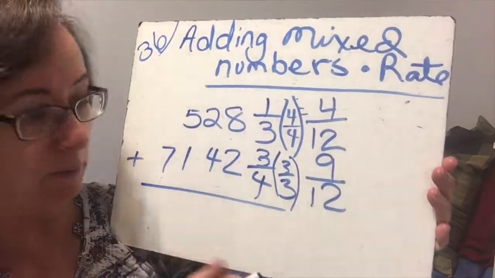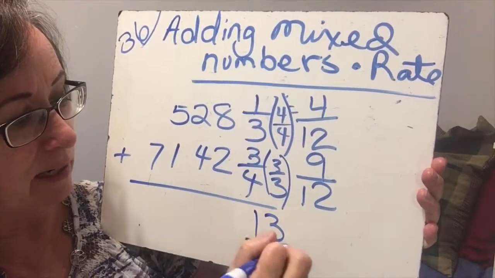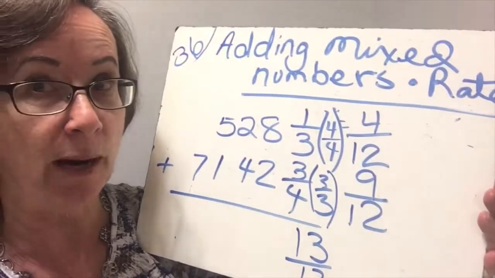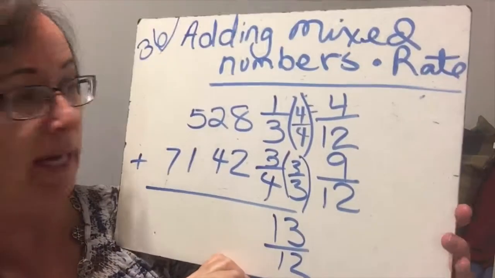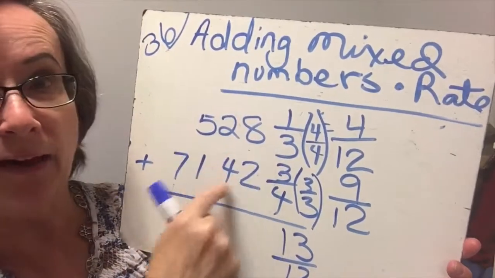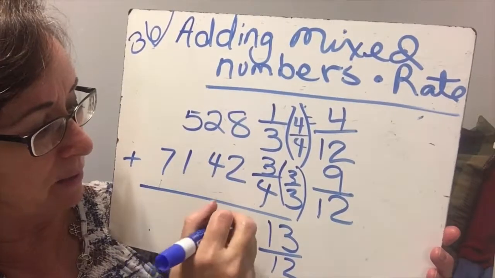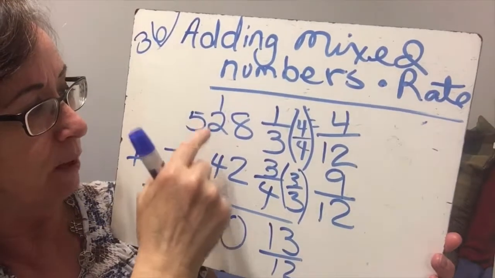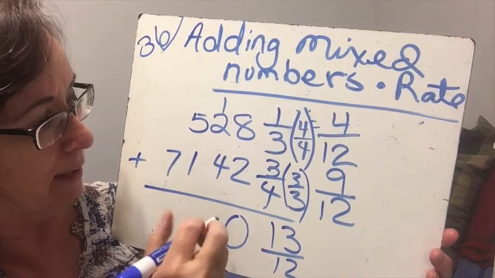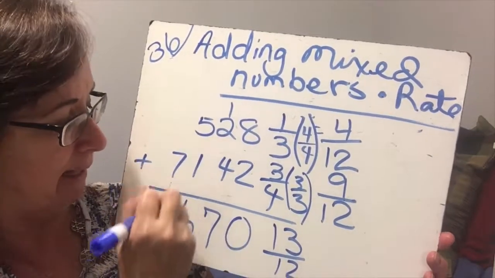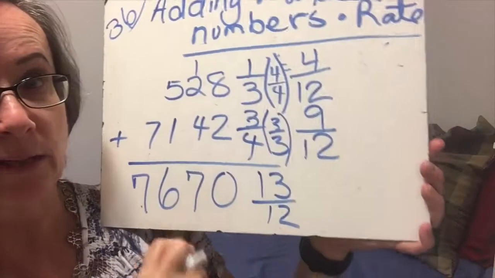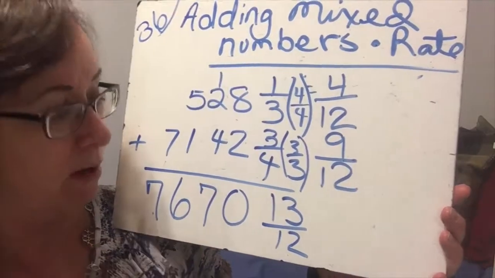4/12 plus 9/12 is 13/12, which is an improper fraction. So we're going to have 1 carryover, aren't we? But we'll deal with that in a minute. So now we're going to add our whole numbers. 8 plus 2 is 10. 4 plus 2 plus 1 more is 7. 5 plus 1 is 6. And then a 7. Okay, so that is the right answer, but it's in the wrong form.